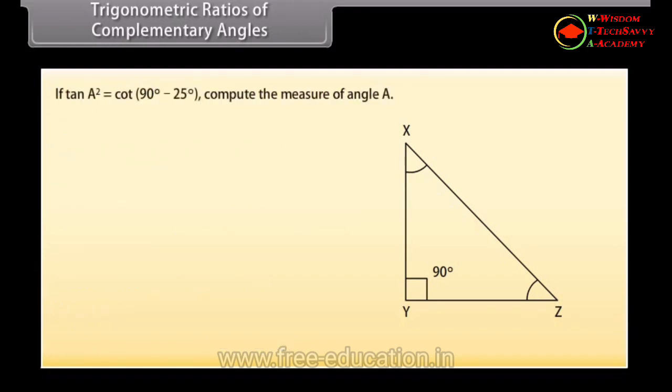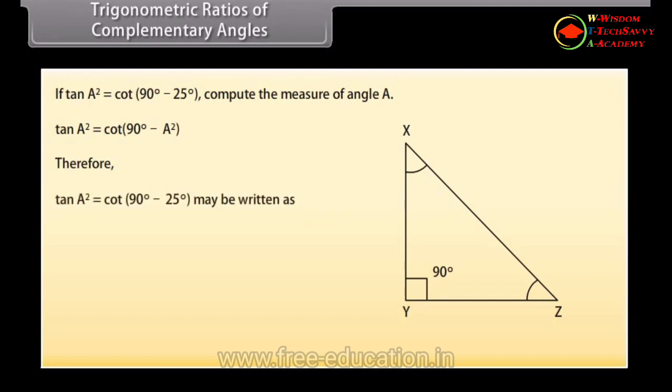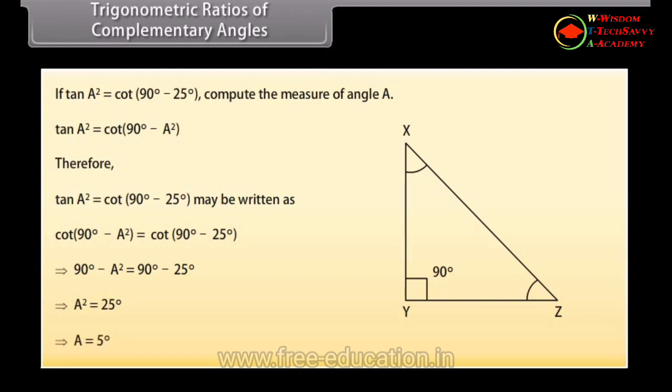If tan A square is equal to cot 90 degree minus 25 degree, compute the measure of angle A. Tan A square is equal to cot 90 degree minus A square. Therefore, tan A square is equal to cot 90 degree minus 25 degree may be written as cot 90 degree minus A square equals cot 90 degree minus 25 degree. It implies that 90 degree minus A square is equal to 90 degree minus 25 degree. In other words, A square is equal to 25 degree. A is equal to 5 degree.